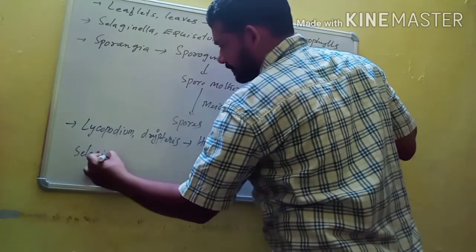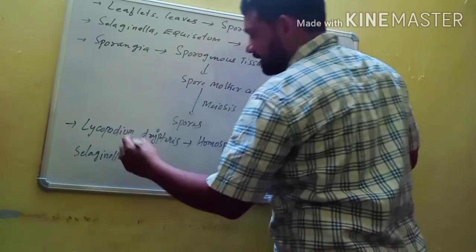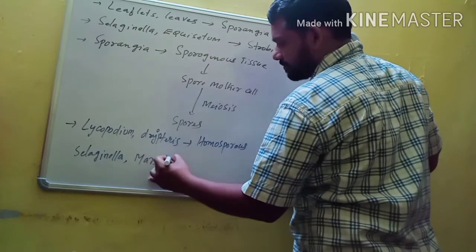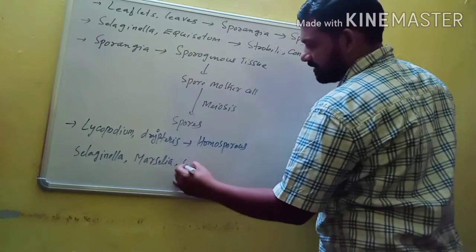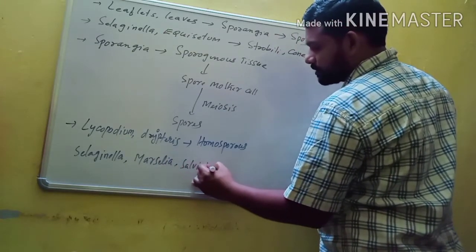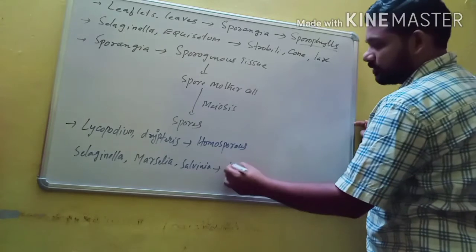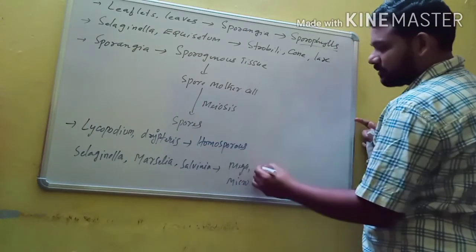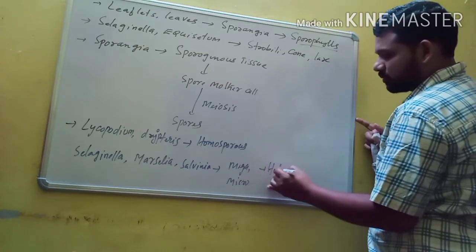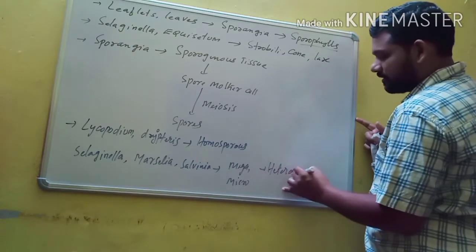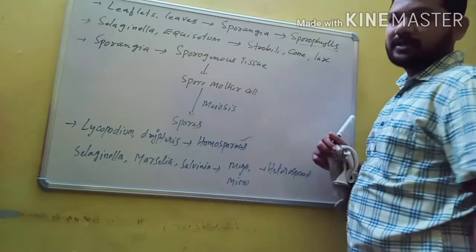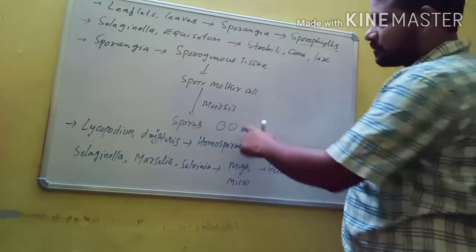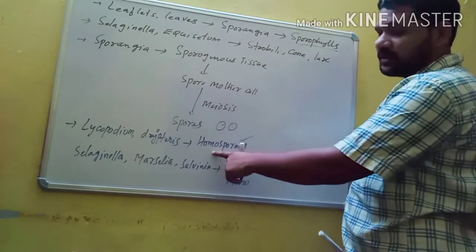But some pteridophytes like Selaginella and Marsilea or Salvinia produce two different types of spores, both megaspores, female, and microspores, and such plants are known as heterosporous. The majority of pteridophytes are homosporous. That means both male and female spores are similar. Similar spores are known as homosporous, and the plants are known as homosporous.